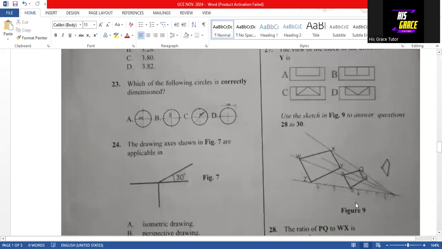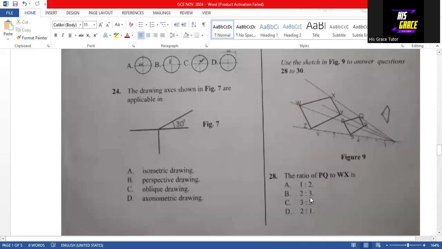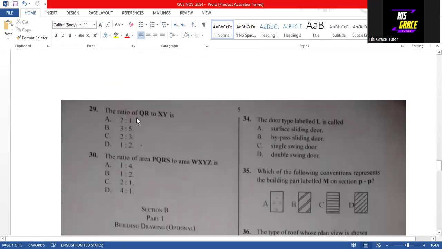Then we are to use this diagram to answer questions 28 to 30. Question 28 says that the ratio of PQ to WX is 2:1. Option D is the answer to that question. Then question 29 says that the ratio of QR to XY gives us option D, that is 1:2, as the answer to that question.